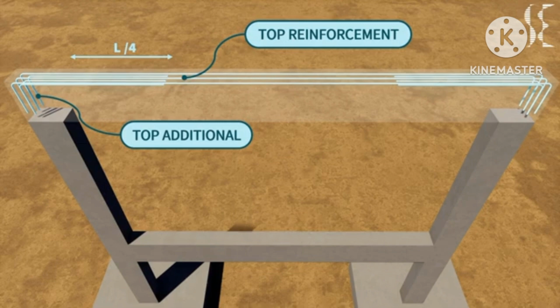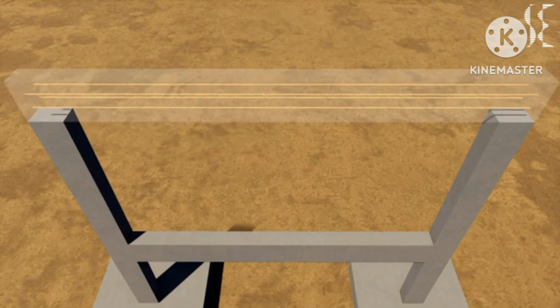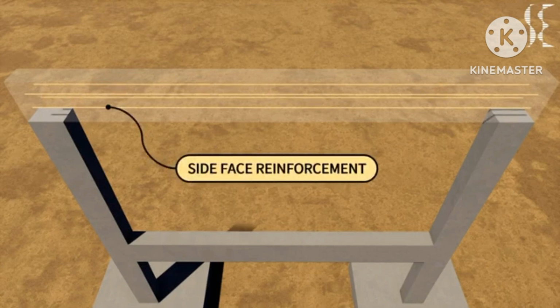Next we are looking at side face reinforcement. These reinforcements are generally provided in deep beams which have depth higher than 900 mm or 36 inches. This value of depth differs from code to code. Side face reinforcement runs along the side of the beams and resists crack width in the tension zone of the concrete section.